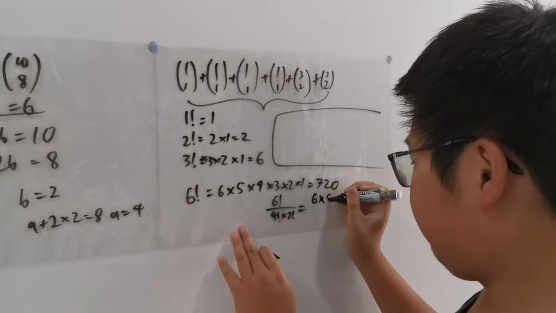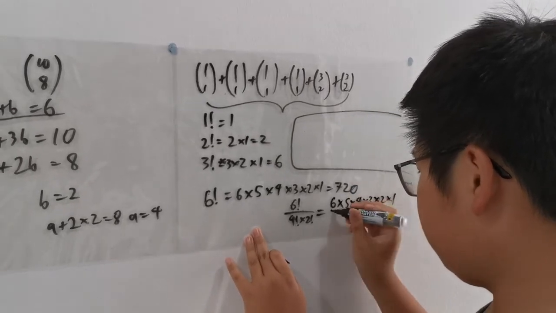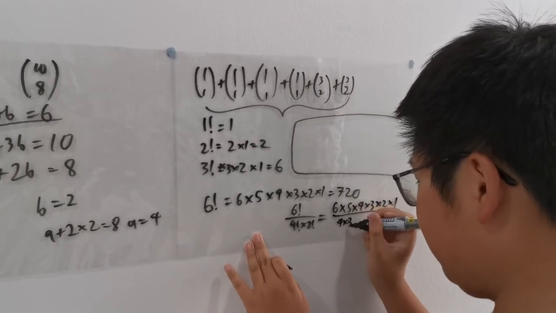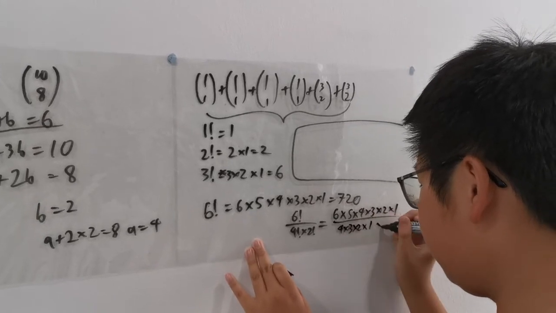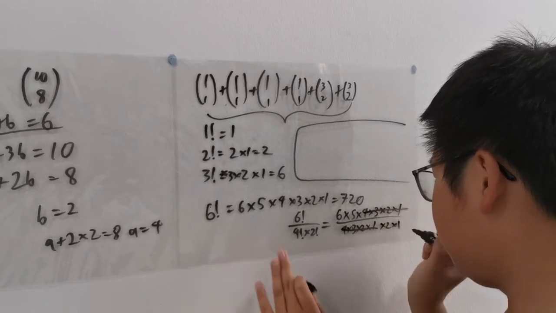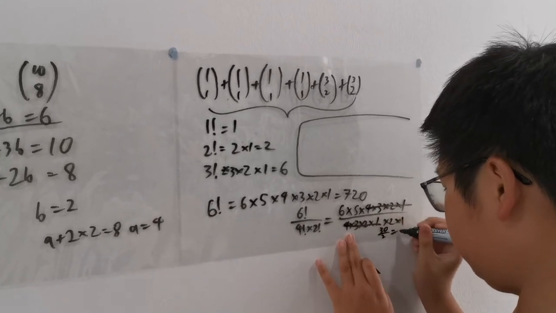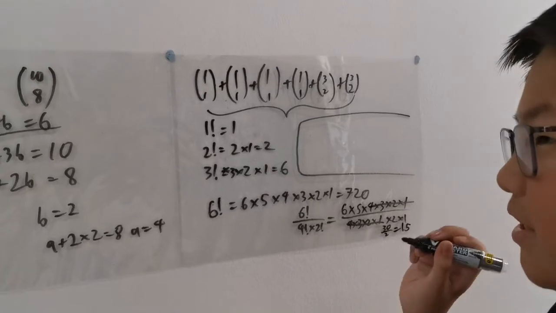Now 6 times 5 times 4 times 3 times 2 times 1 over 4 times 3 times 2 times 1 times 2 times 1. Now we can cancel off 4 times 3 times 2 times 1, and then 2 times 1 is 2, so 30 over 2 equals 15. So there are 15 different combinations.